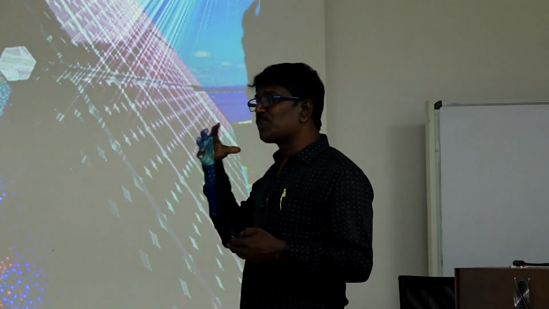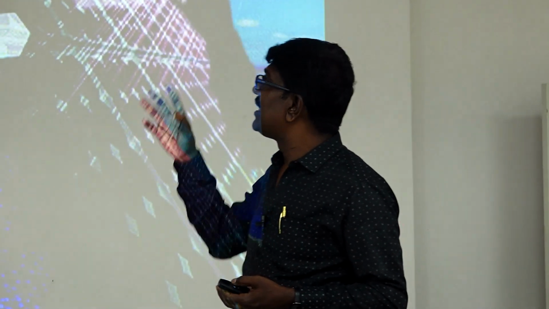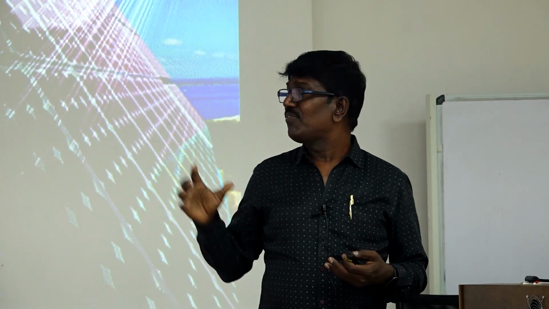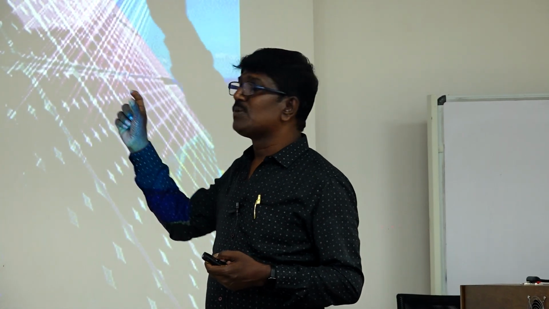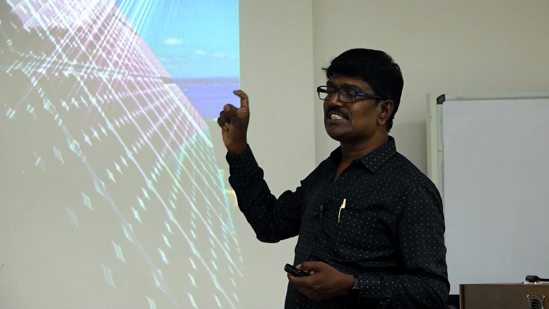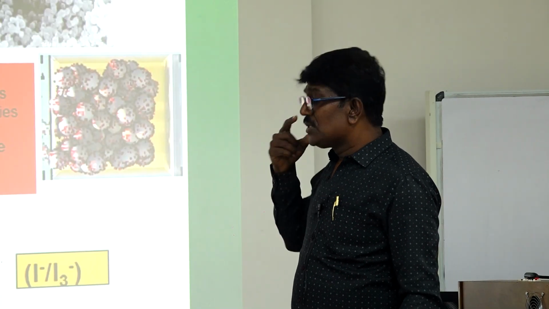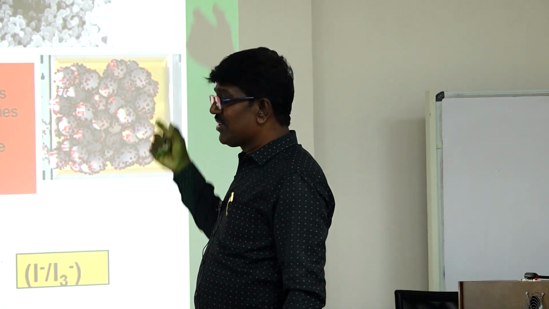Therefore, we need special dyes for dye-sensitized solar cells. In a dye-sensitized solar cell, the dye is the heart. For example, in a human being the heart is very important. Same thing for the dye solar cell: the dye is most important. So how to choose a dye is the topic we have to talk about here. This is the solar cell modification technique.